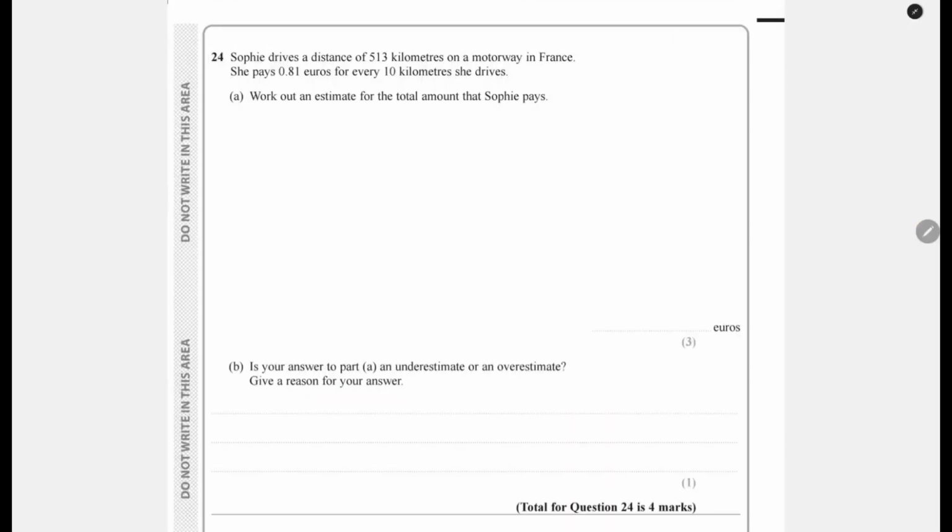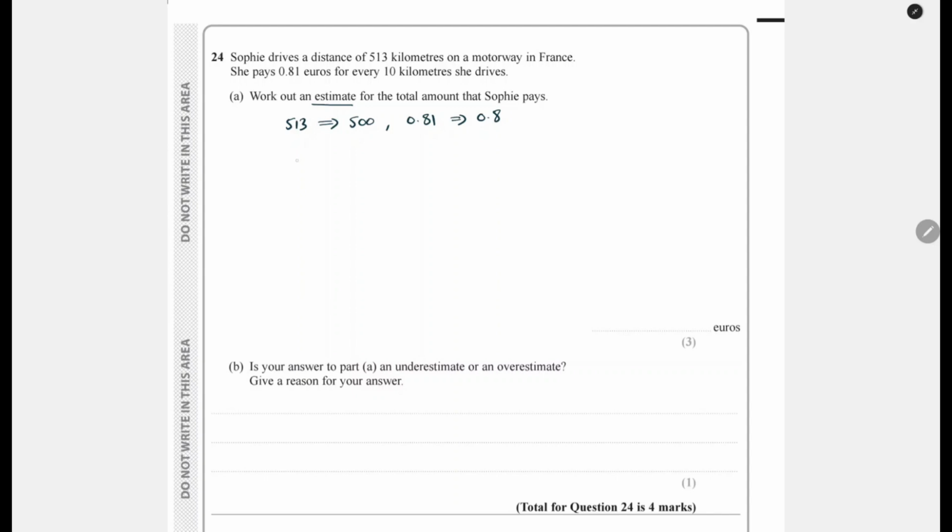Question 24 says, Sophie drives a distance of 513 kilometers on a motorway in France. She pays 0.81 euros for every 10 kilometers she drives. Work out an estimate for the total amount that Sophie pays. Well, as we're dealing with estimates, we're going to round our numbers. So I'm going to round 513 kilometers to 500. And I'm going to round 0.81 euros to 0.8.